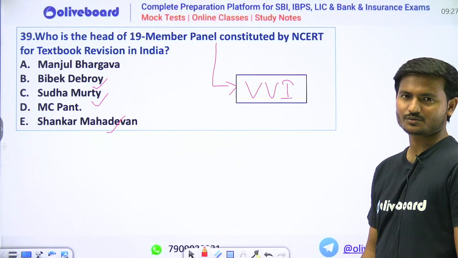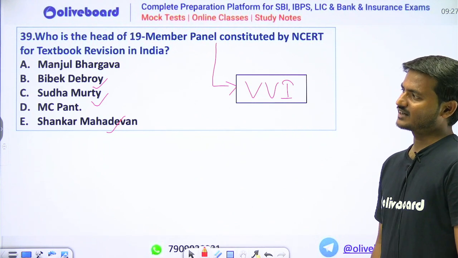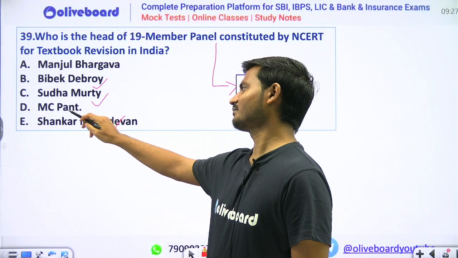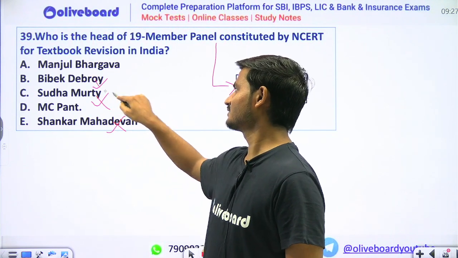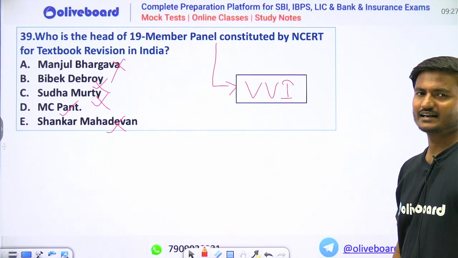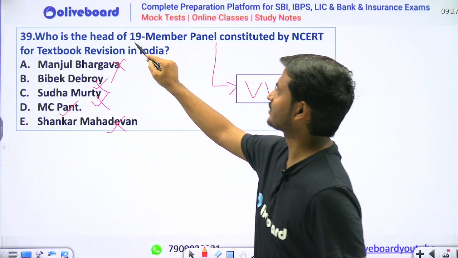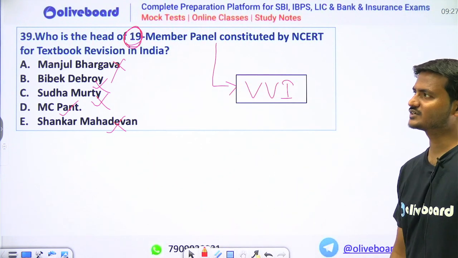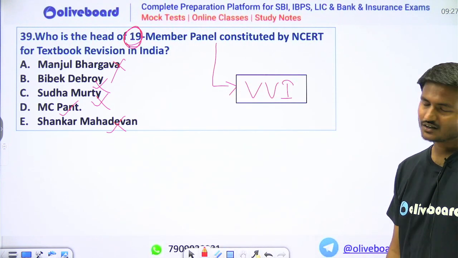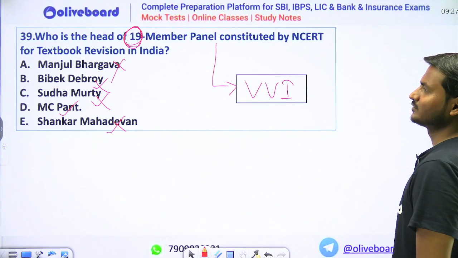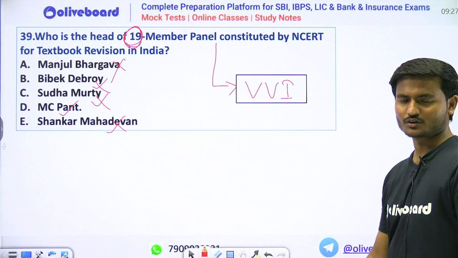The correct answer here is MC Pant. It could be A or D, but here the answer is MC Pant. MC Pant is the head of the 19-member panel constituted by NCERT for textbook revision in India. Just try to remember this number also. The question might be the number of people appointed for the textbook revision of NCERT in India.